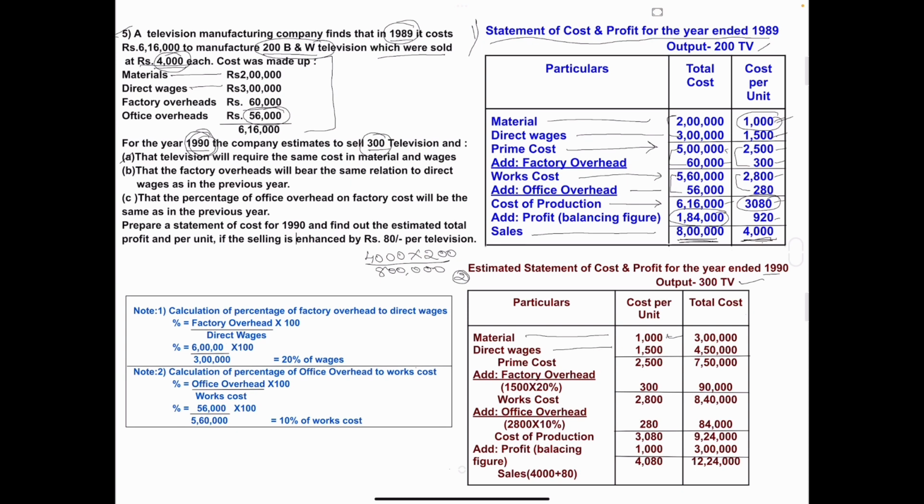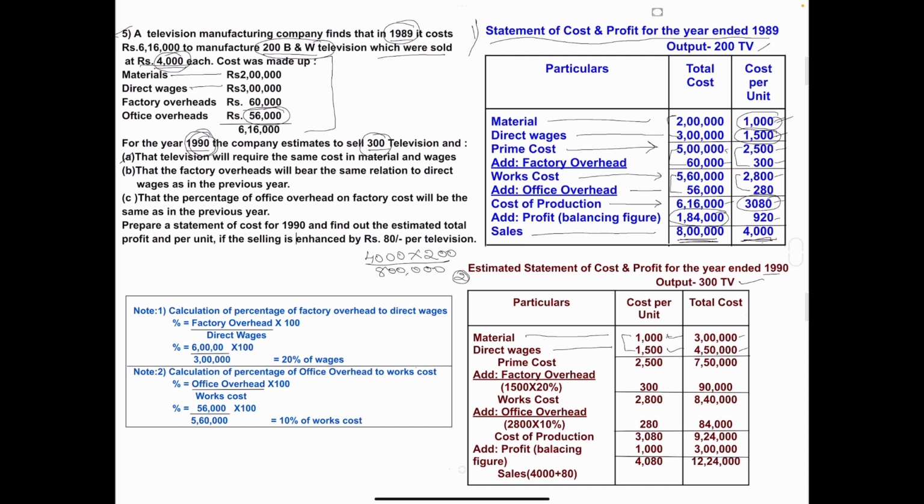Direct wages 1500 from previous year cost sheet. So this is the cost per unit. We have to calculate total cost. For that what we have to do? 1000 into 300, you will get 3 lakh. 1500 into 300, total 4,50,000.